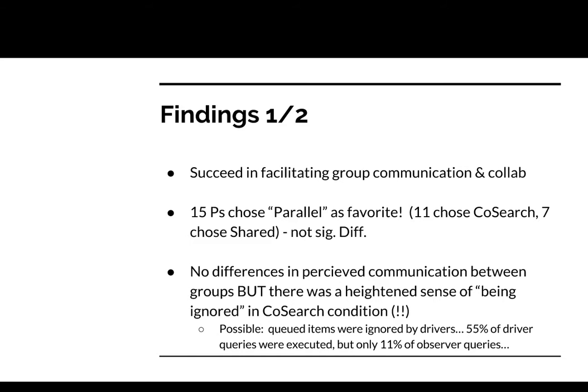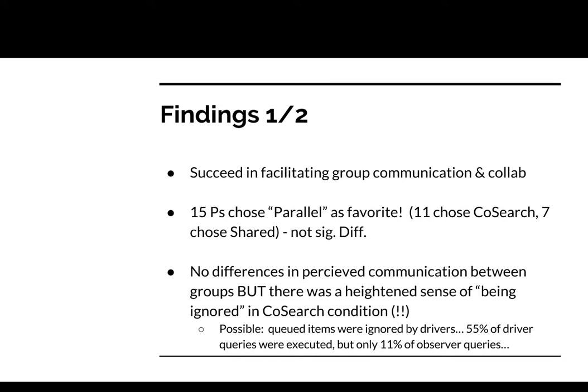Now, the paper says it's not significantly different. However, remember, they know that they've come in to test this system, co-search, right? Despite that huge biasing effect, 15 of them chose the parallel condition as their favorite. So in reality, I'm willing to bet it's half that. So this is probably 5, this is probably 7, or whatever the remainder would be, okay? And so the parallel condition where each person has their own computer dominates. Partly, you know how to use it, right? You don't have to learn anything. You don't have to negotiate like you would in the shared condition.